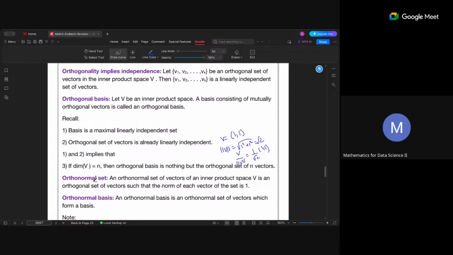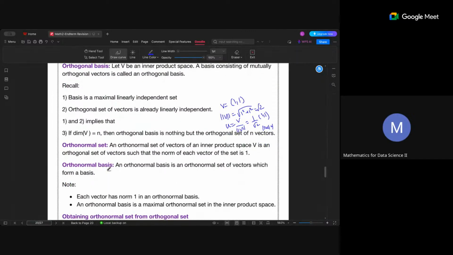So orthonormal set also is just the same thing. Suppose you have an orthogonal set, you simply divide each of the vectors by its norm. So now what is the norm of this new vector? Norm u is equal to 1. Right? So in an orthonormal set, the vectors are orthogonal, and in addition to that, the norm of each vector is 1. So if you have an orthogonal set, you can easily convert it to an orthonormal set.